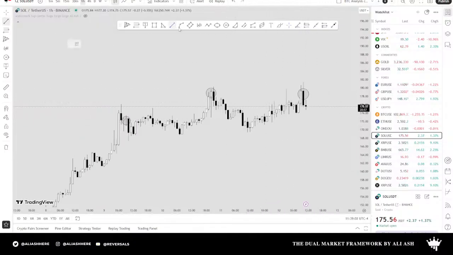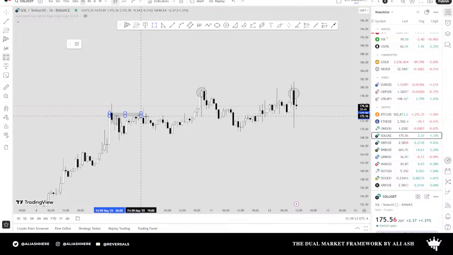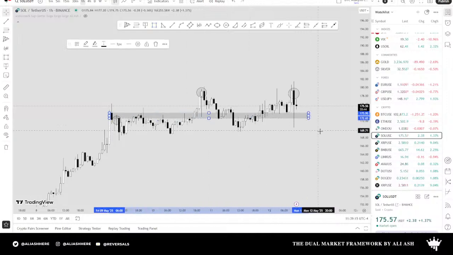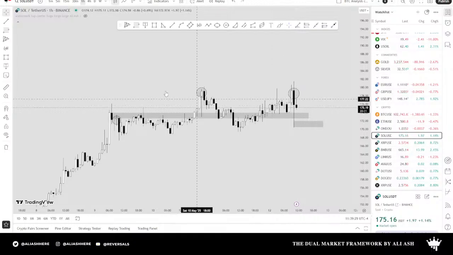So with this, the SR interchange will be this. And right here we have the neckline. So this can be a reversal area for Solana. And see, we have the M pattern here. So this is more of a bearish head and shoulders pattern.